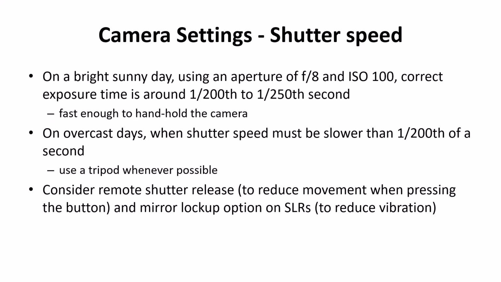On a bright sunny day with an aperture of f/8, ISO 100, your exposure times are going to be around 1/200th of a second or 1/250th of a second. And that's a fast enough shutter speed that if you hand hold the camera firmly and carefully, you'll get pretty good quality images. If it's overcast or early in the day, late in the day, or if your shutter speed starts to drop below 1/200th of a second, that's where a tripod comes in handy. So try to use a tripod. And then consider using a remote shutter release, some mechanism to activate the shutter such that the camera is not vibrating while it's collecting the light through the lens.